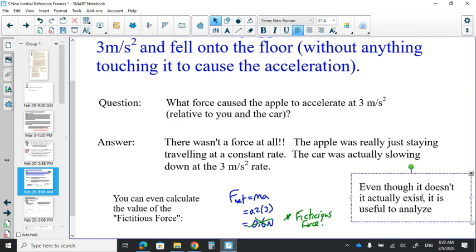Oof. There we go, missing an L. Analyze motion in non-inertial reference frames. All right, that's what I'll stick with.